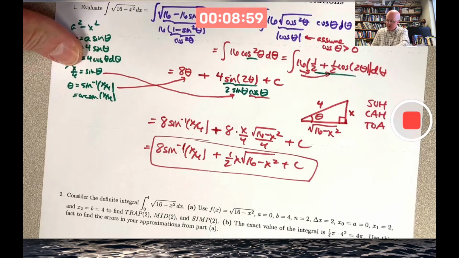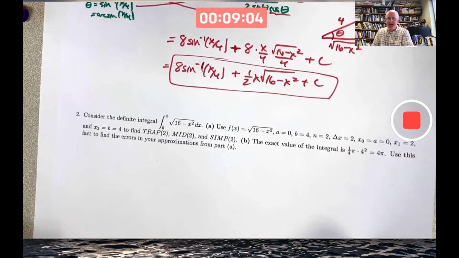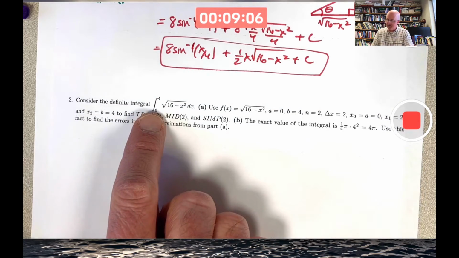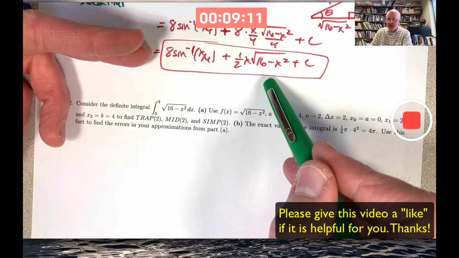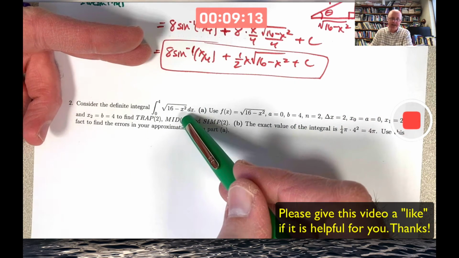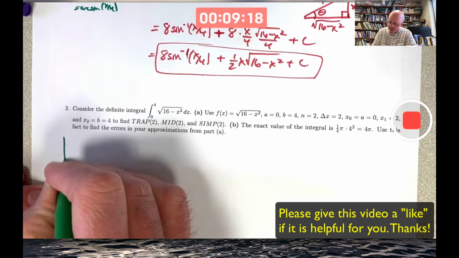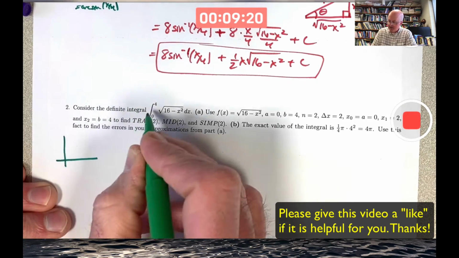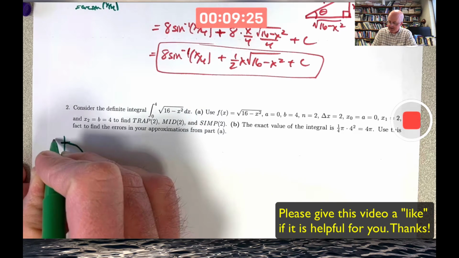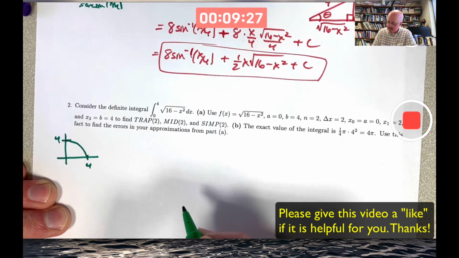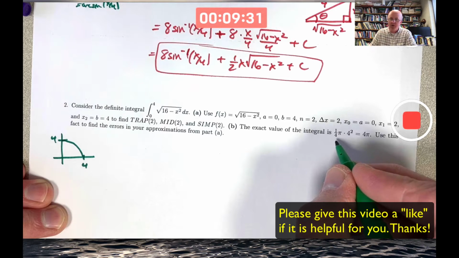On to problem number 2, which is the same function that's being integrated, but now it's with a definite integral from 0 to 4. We could, in theory, use the answer we got from number 1 to evaluate this thing exactly. It's actually quicker to realize the graph of this function is, well, for this interval, a quarter of a circle of radius 4 centered at the origin. That's something you can figure out if you didn't know that, just by looking at it. And therefore, its area is 1/4 pi r squared.